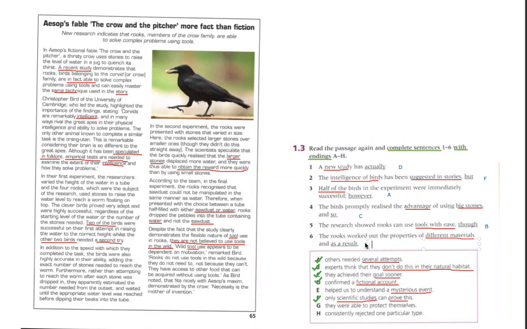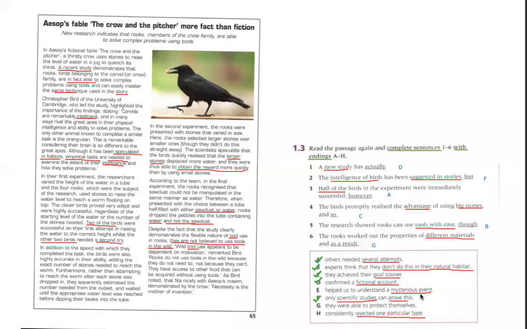So the answer is G. It says they consequently rejected one type over another. So they're talking about the result. And if we have a look, it said they had the 2 materials, water and sawdust. The rooks dropped the pebbles into the tube containing water and not the sawdust. So "and not" means they rejected one particular type. And the type that they rejected was the sawdust.